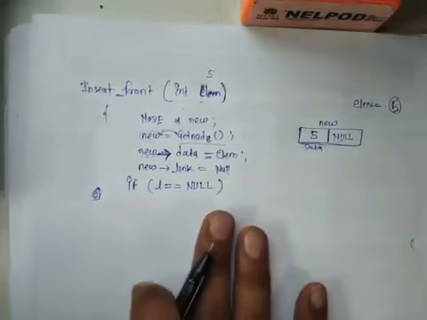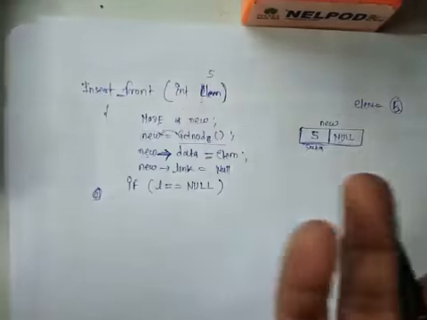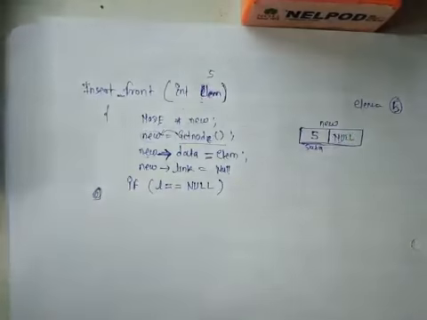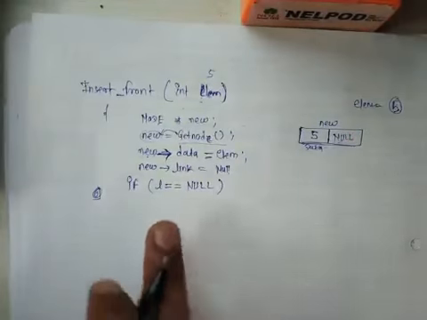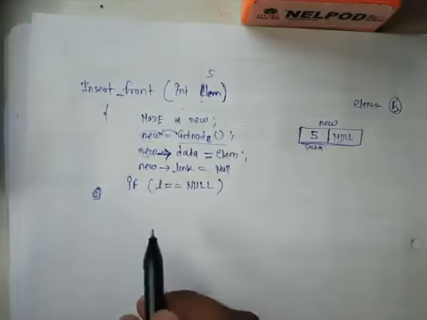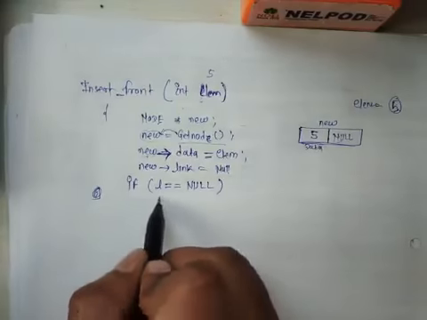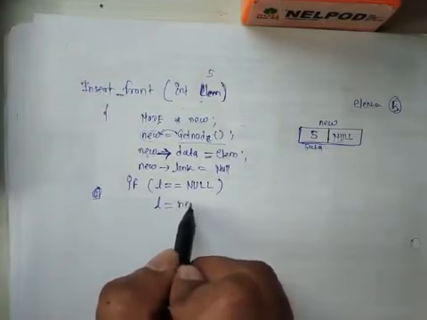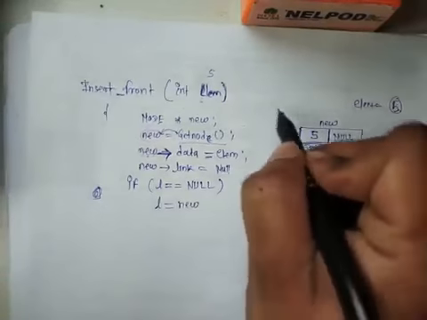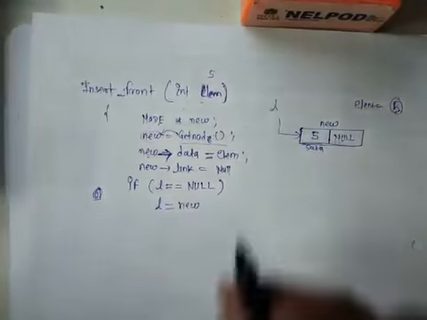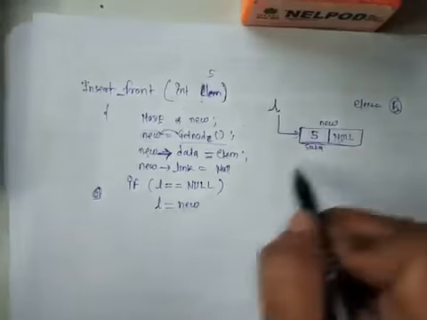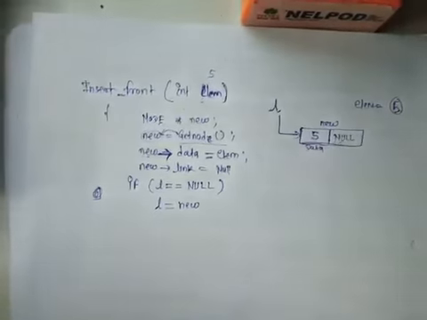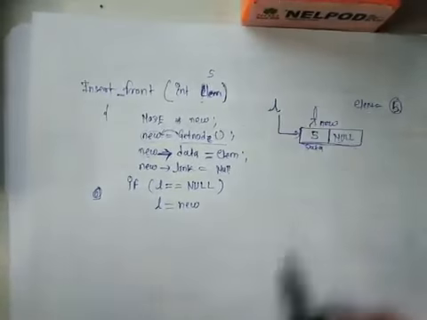Since we just created our linked list and suddenly we call insert front, at that time our linked list is empty. So we need to check this condition. If L is equal to null, then simply write L is equal to new. This means L is pointing to this new node. So now this one is pointing to this one, and basically L becomes like this.